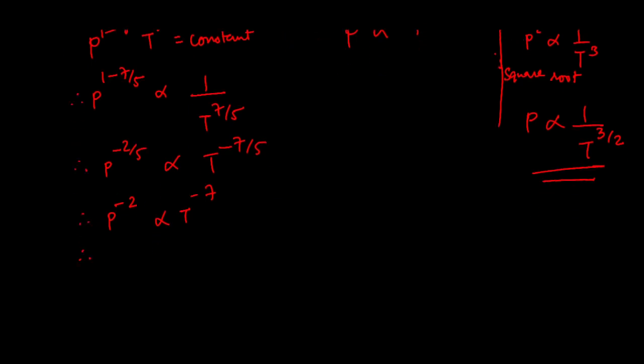Now to make this power 1, I will have to divide the power by minus 2. Do you understand or not? Is this step okay? To make the power 1 for P, to get 1 here we have to divide by minus 2. So what do we get? Is this clear?